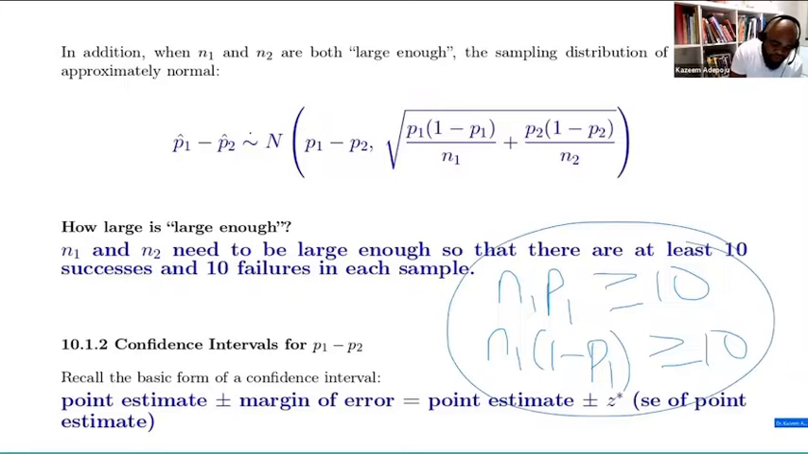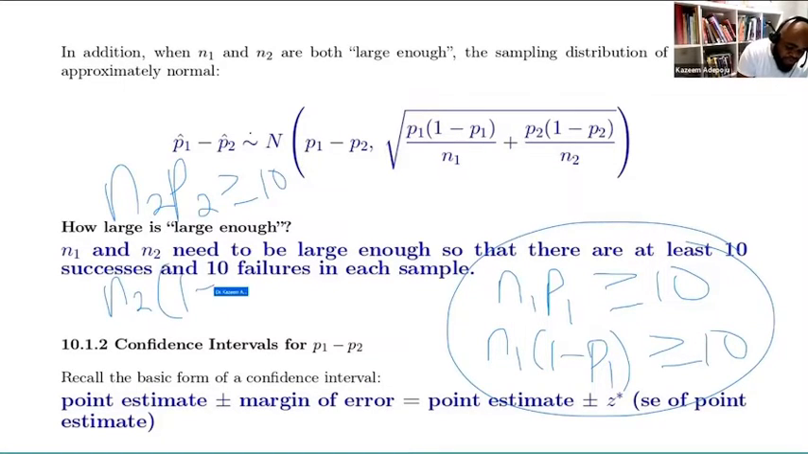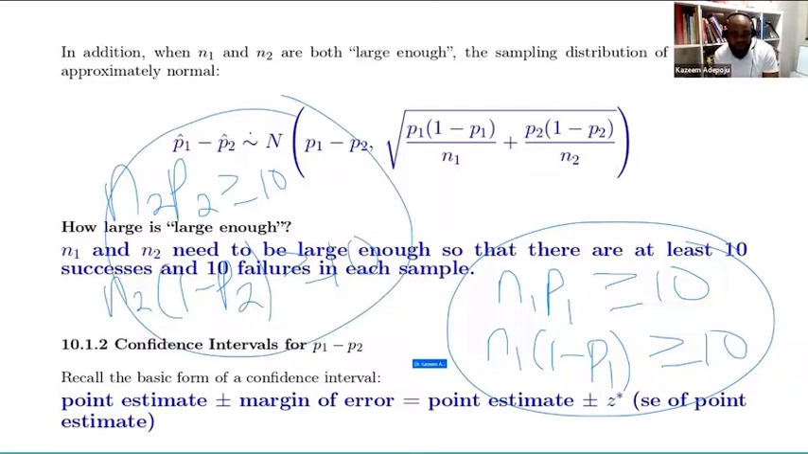This is for population 1, and for population 2, N2 P2 also has to be greater than 10. Then N2 times (1 minus P2) also has to be greater than 10. Now, these are the conditions under which we can assume that the point estimate, the difference of this, is going to follow a normal distribution. That is what will enable us to apply the formula.